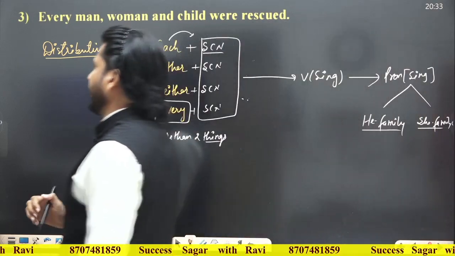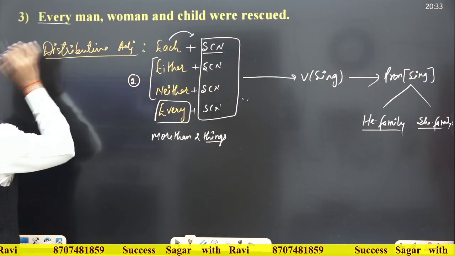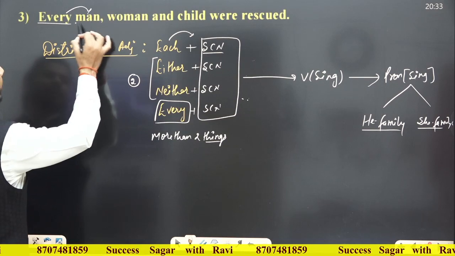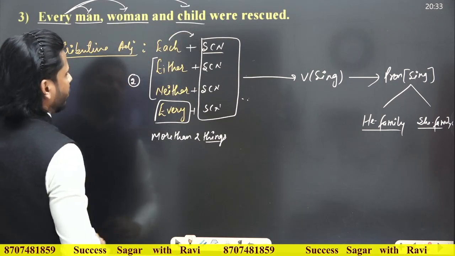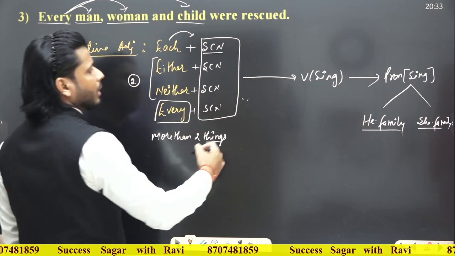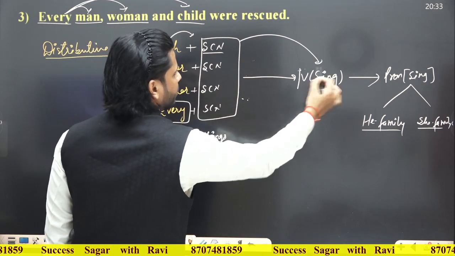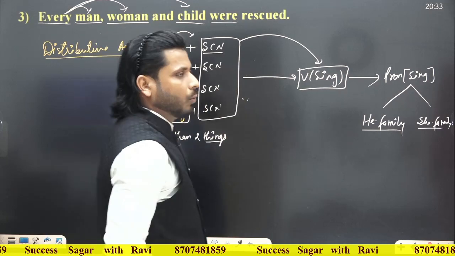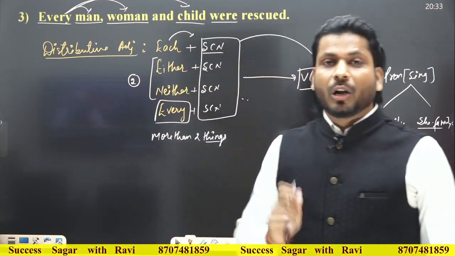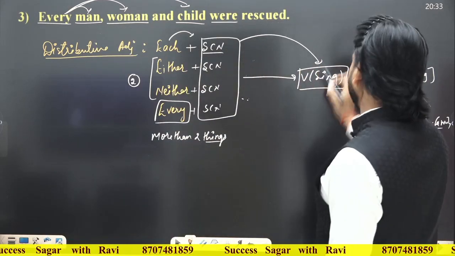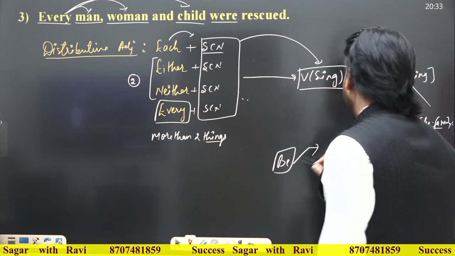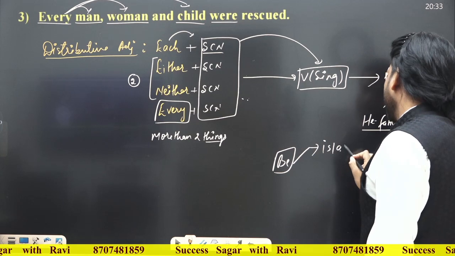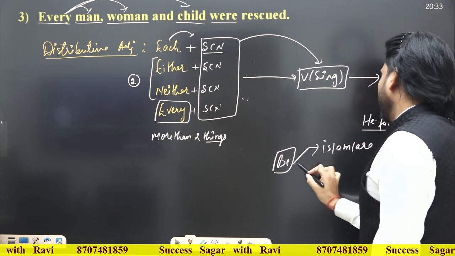Let's understand the example. Every, the distributive adjective, man, singular countable noun, woman, singular countable noun, child, singular countable noun. So as we all know, a singular countable noun will take a singular verb. Here, were is used. Were is the plural form of the verb. Be has got different forms. You must note this particular point. Be, the present form is, am, are. What about the past form?